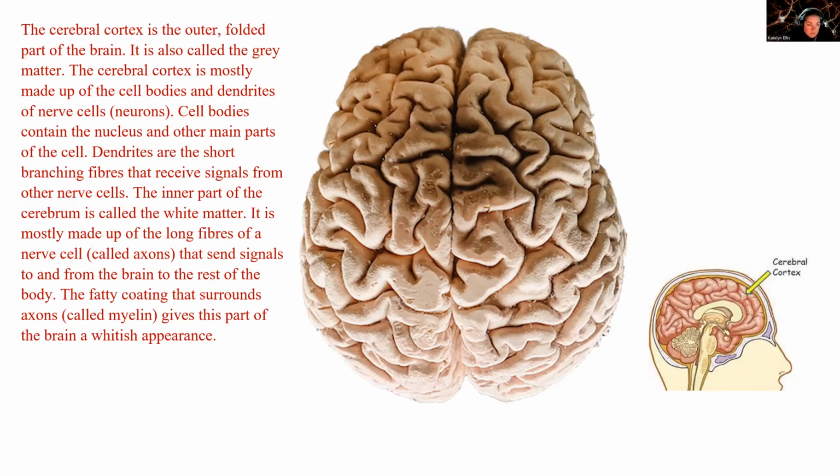The inner part of the cerebrum is called the white matter. It is mostly made up of the long fibers of a nerve cell. Remember the axon that comes out that we saw that had all those myelin sheaths on it that send signals to and from the brain to the rest of the body. The fatty coating that surrounds axons, the myelin sheaths, gives this part of the brain a whitish appearance, all right? So the white portion that we're seeing is actually just the coating on the long tails of these nerve cells. This folded bit up here is the cerebral cortex.